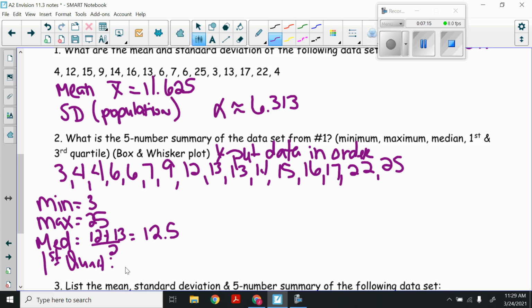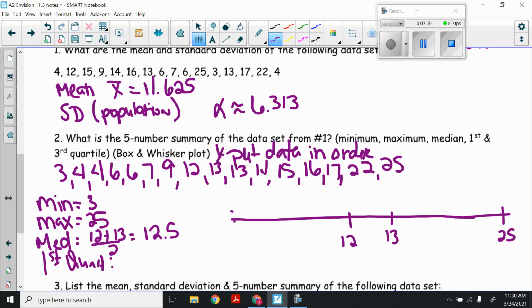Remember box and whisker plot. So we'll go ahead and draw a box and whisker plot. I need my number line. I'm going to do 12, 13, all the way out here is 25, all the way out here is 3. Remember, in a box and whisker plot, the middle of my box is the median of the whole set, so that's going to be right here. Then the first quartile, that is the median of the first set or the lower set.